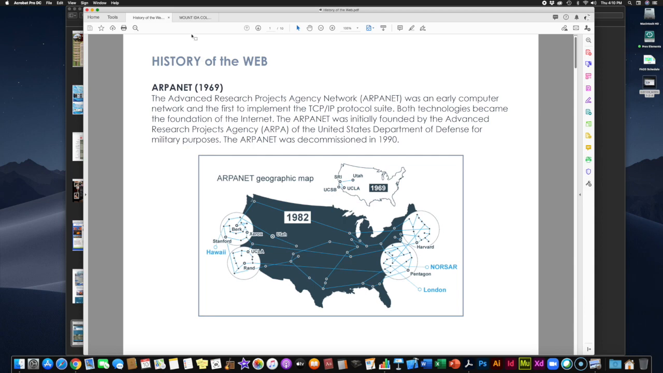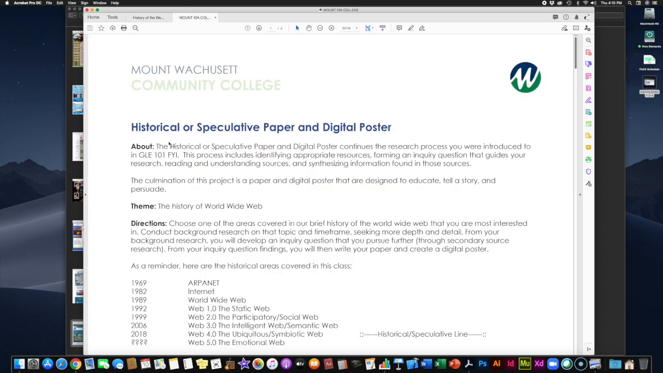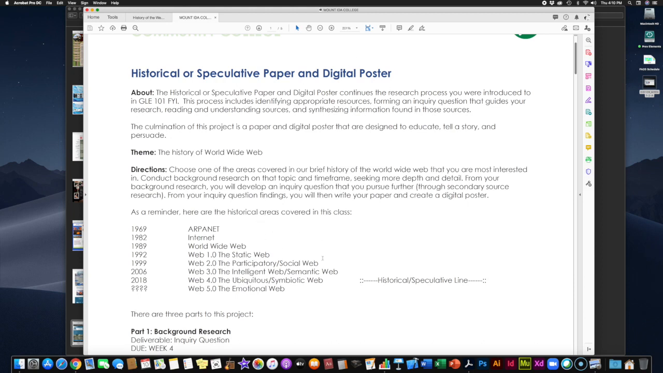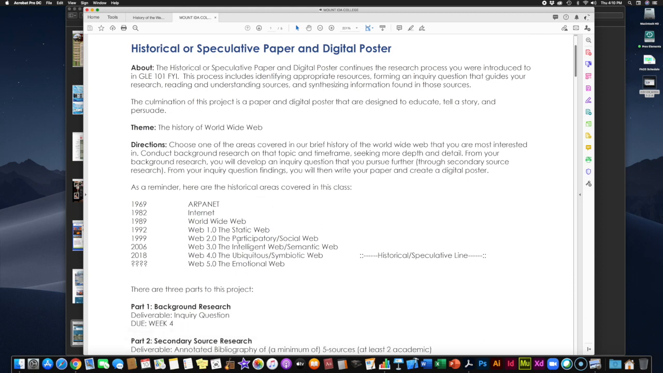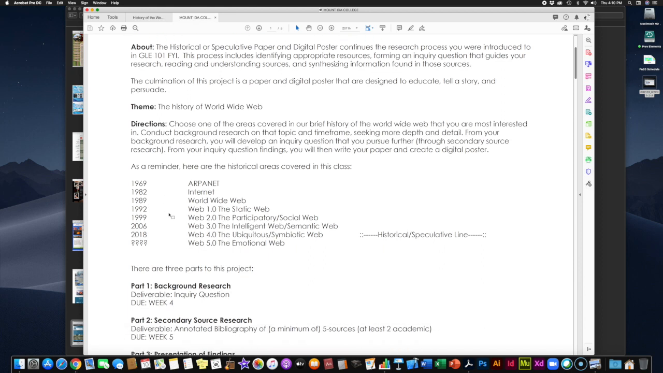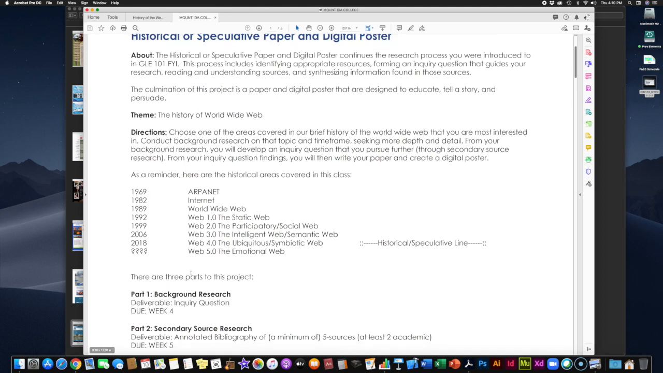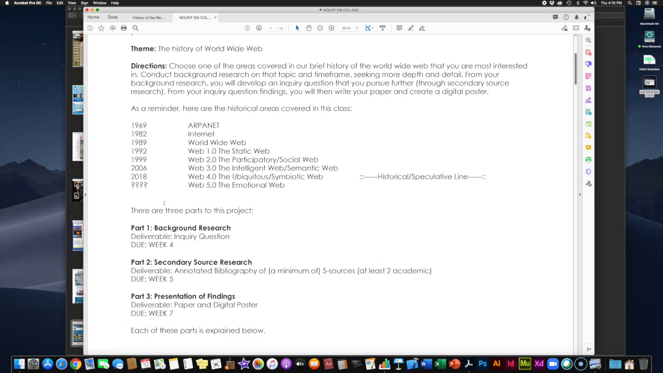Okay, so your assignment. Your homework is to basically read through this handout. This is our historical or speculative paper and digital poster. This is your very first assignment. So based on the history that we just went over, you're going to read through this, and I'm not going to read through it with you here. You know what you're doing, and you are going to pick an area of the history of the web that you find most interesting, and you are going to work on a historical or speculative research paper for it, and in the end you're going to create a digital graphic to go along with it. But for now, read through this and just get familiar with it, and we'll talk more about it next week, okay?